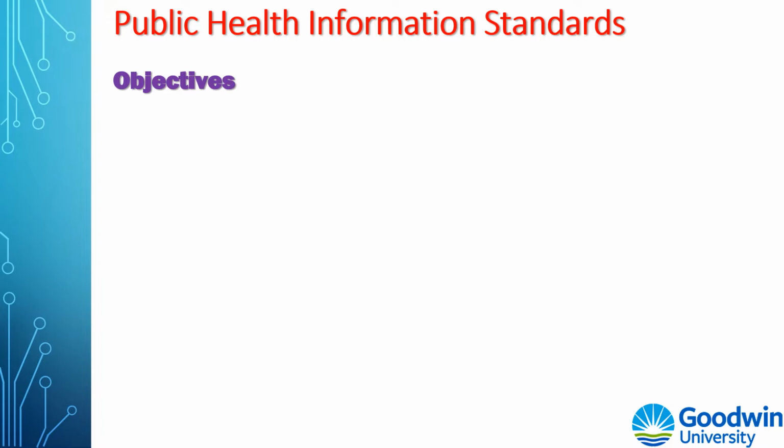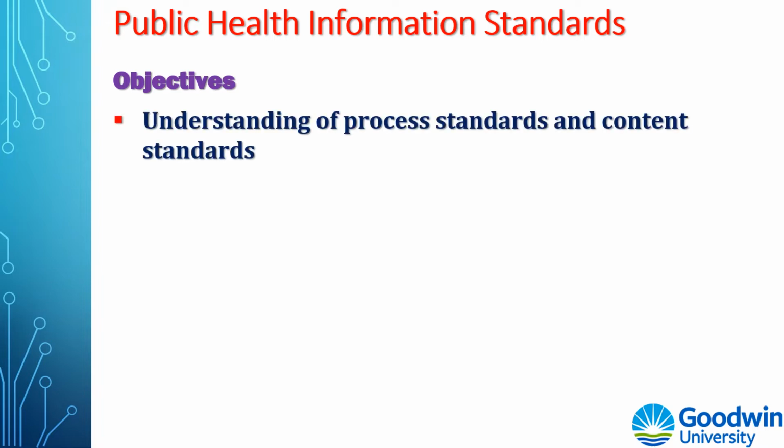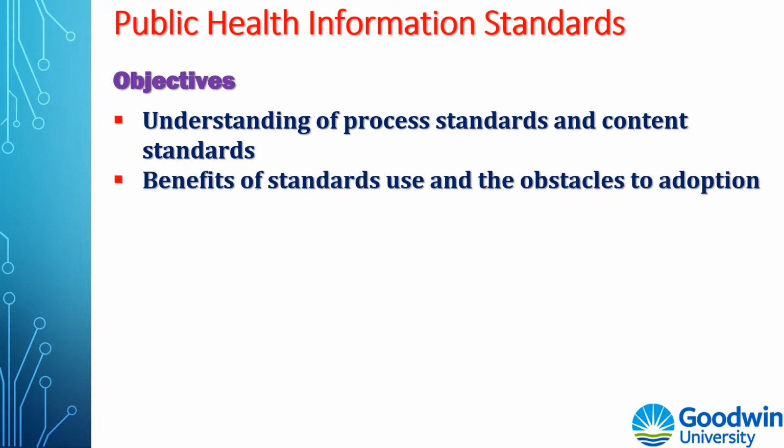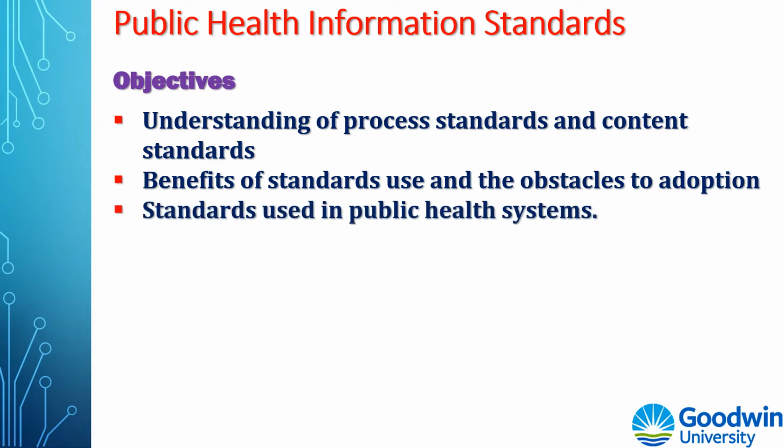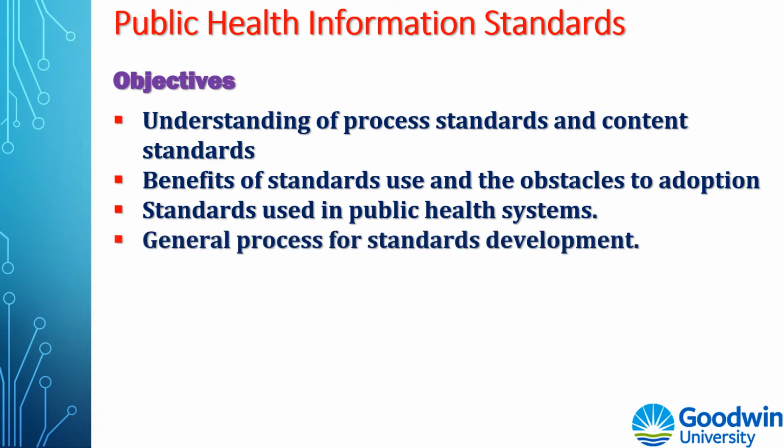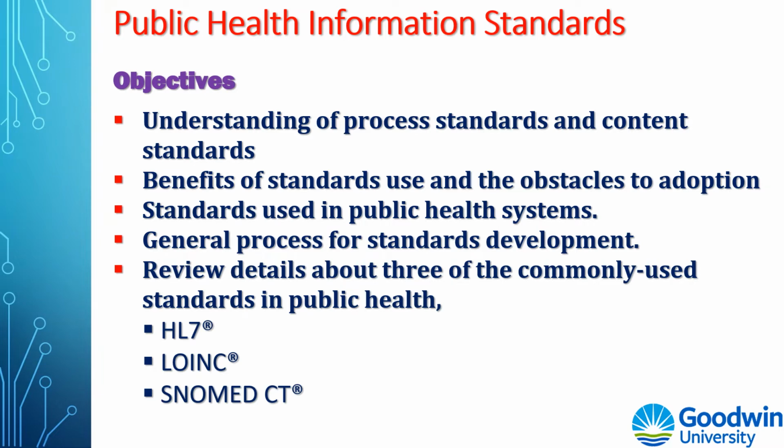So the objectives in chapter 8 are understanding the processes of standards and content standards. They're a little different, but they both are standards. Also the benefits of standards use and the obstacles to adoption with any standard in any business or model, standards used in public health systems, general processes for standards development, and a review in some detail of the 3 commonly used standards in public health: HL7, LOINC, and SNOMED CT.